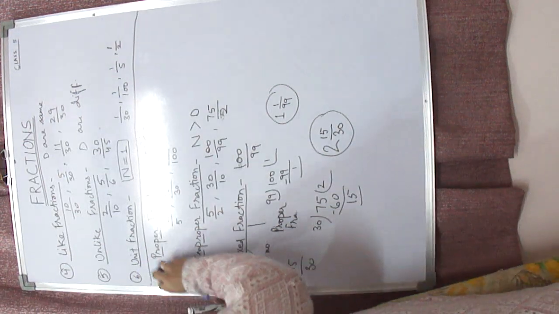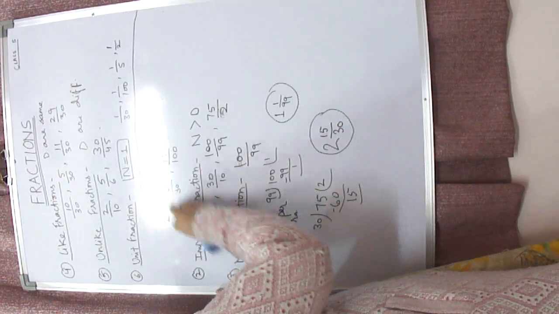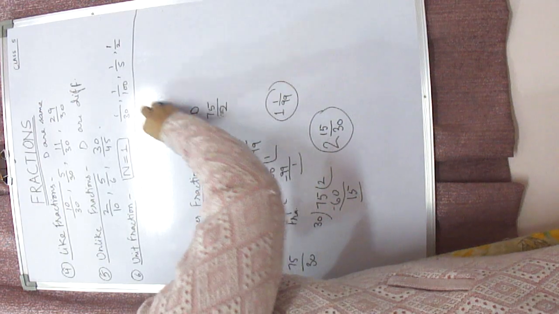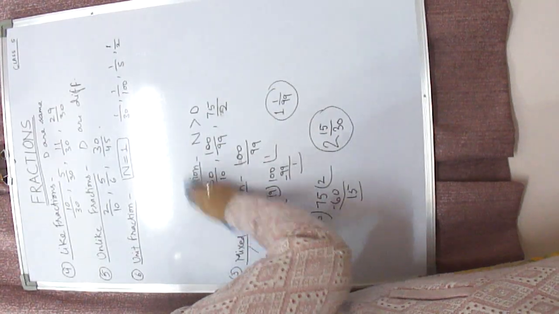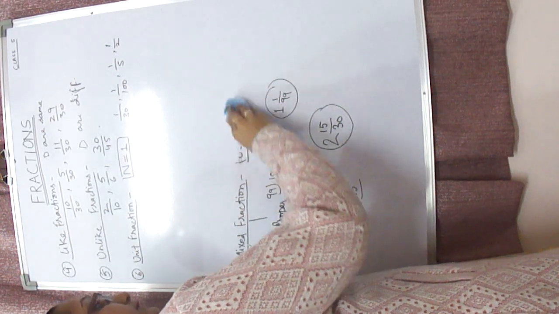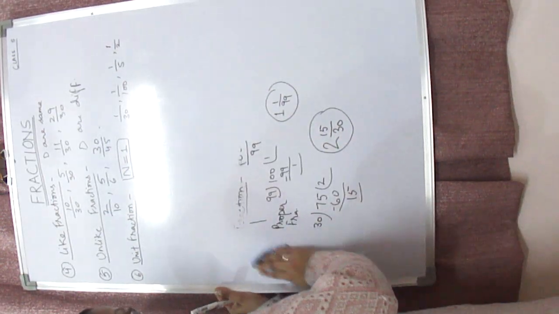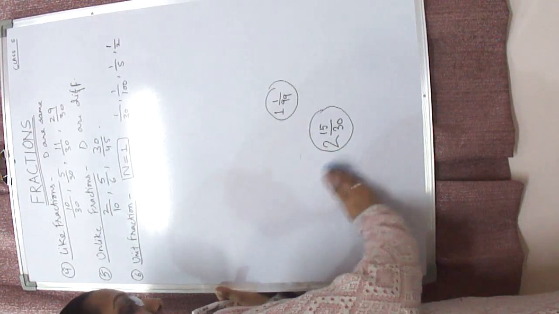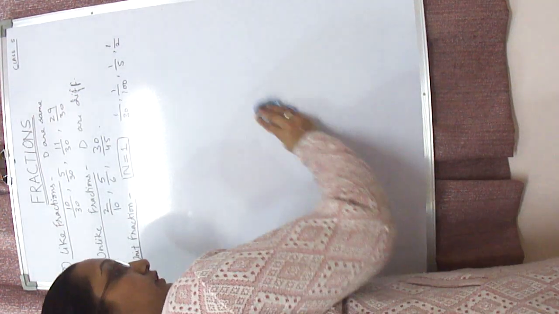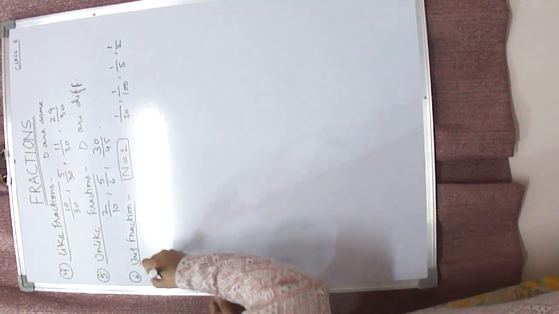Now the last type of fraction is equivalent fraction. Equivalent. Its name is itself saying that it has something which is common, which is equal, but it is not equal. Let us take one example.